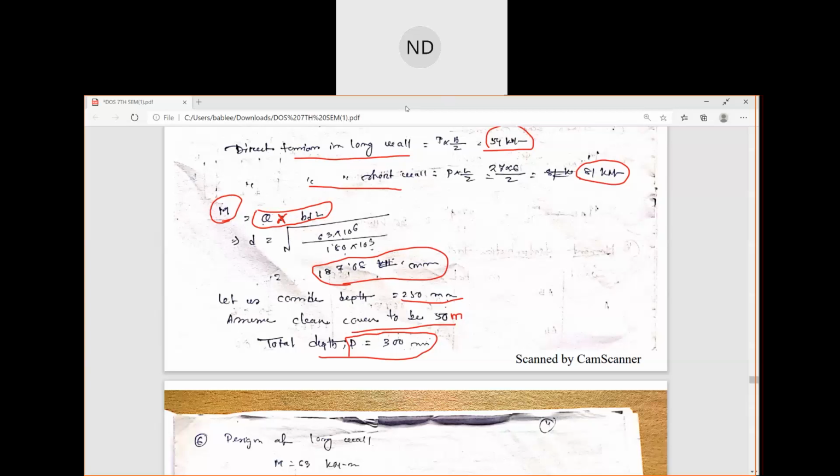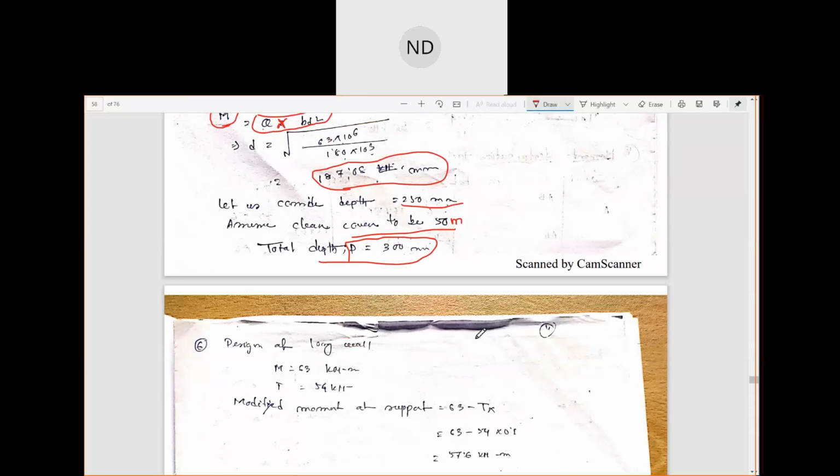Okay, so this is the depth which we have got. Sorry, the thickness, we can say the thickness or the depth, whatever. So that is just 300 mm. Now once we have known all the depth, etc., we can design the longer wall and the shorter walls. We have known now the thickness.